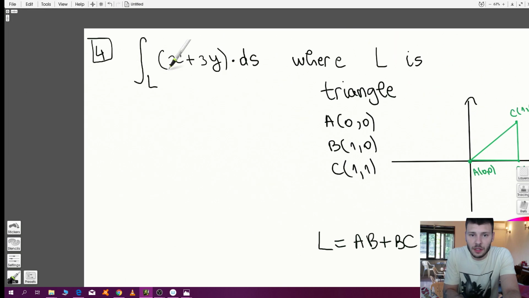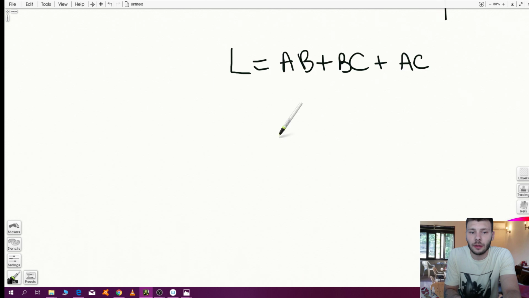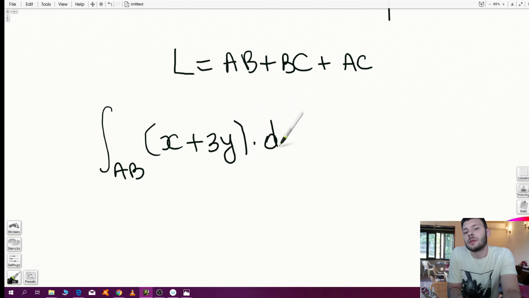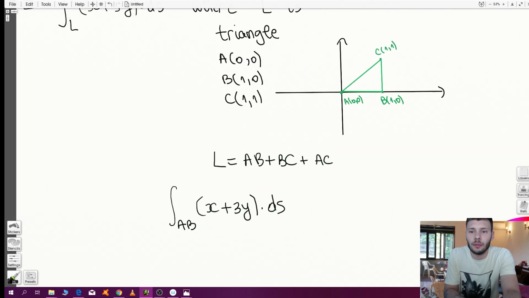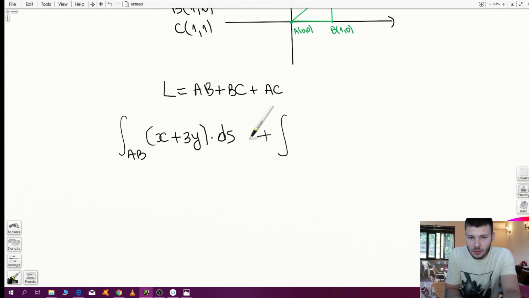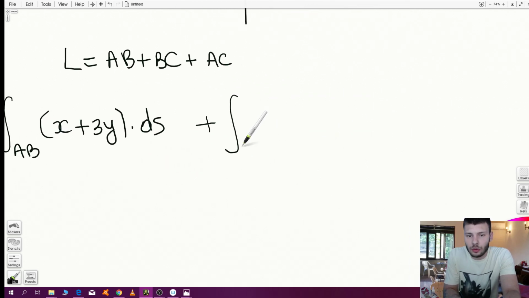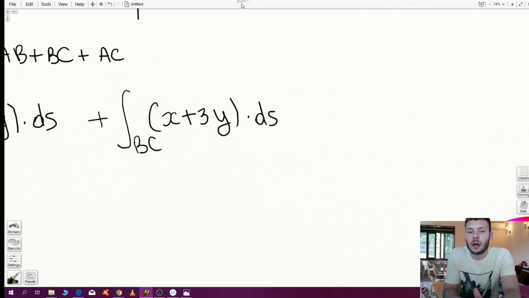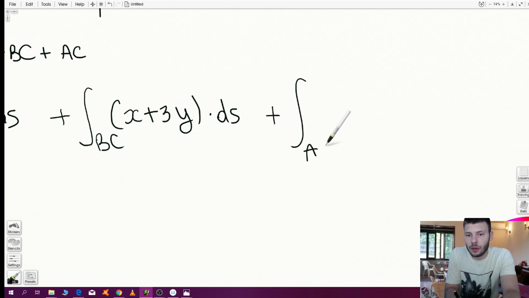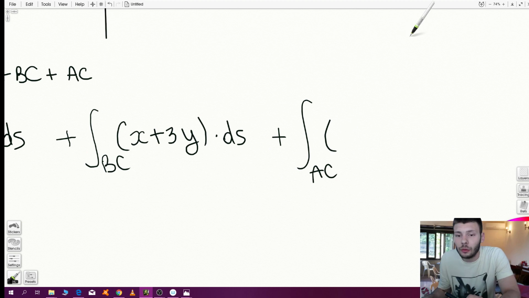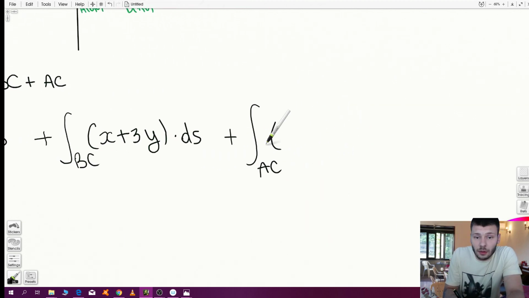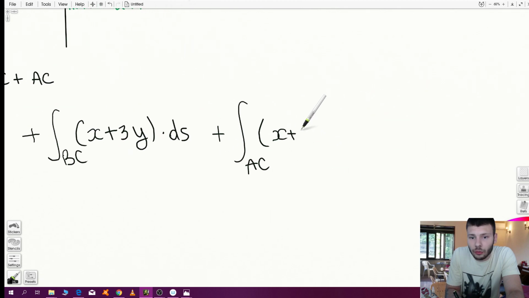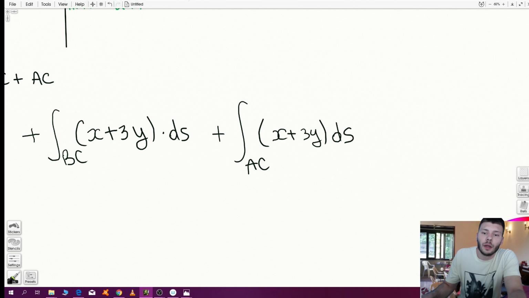So we will divide this integral into 3 integrals and we will calculate every one of them. The integral of x plus 3y times ds over the straight line AB, plus the integral over straight line BC of the scalar field x plus 3 times y times ds, plus the integral over the curve AC. For example, you can write CA if you want. It's just the same. You can write here CB or here BA if you want. You will get the same result.